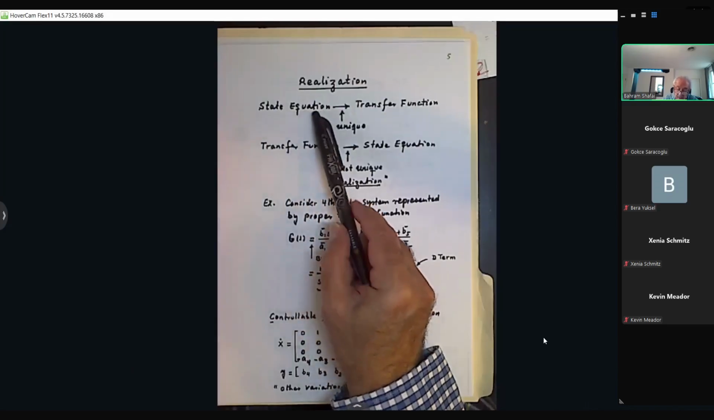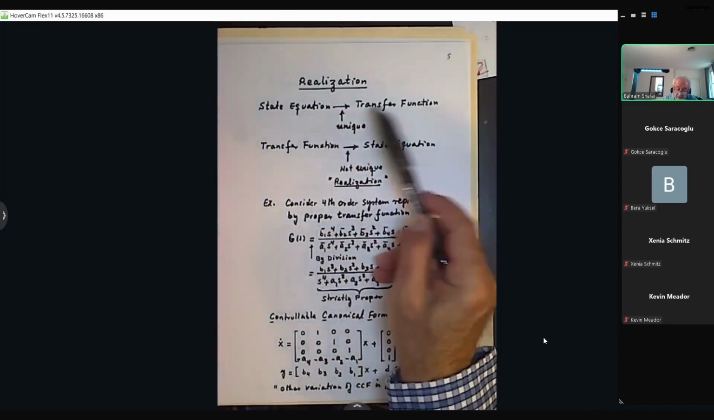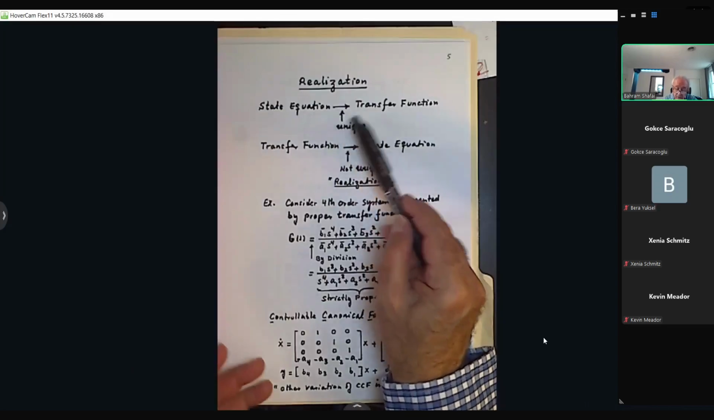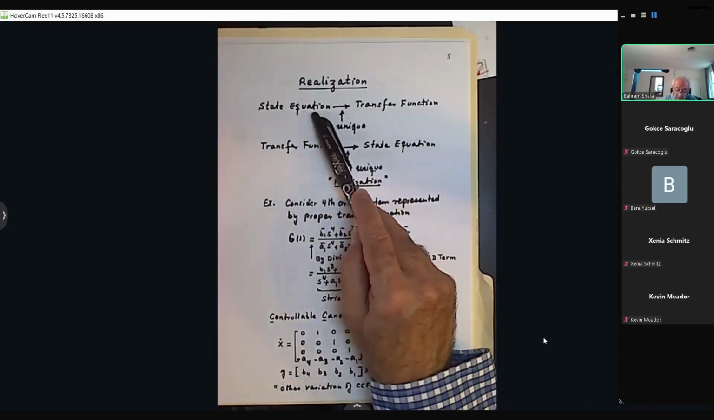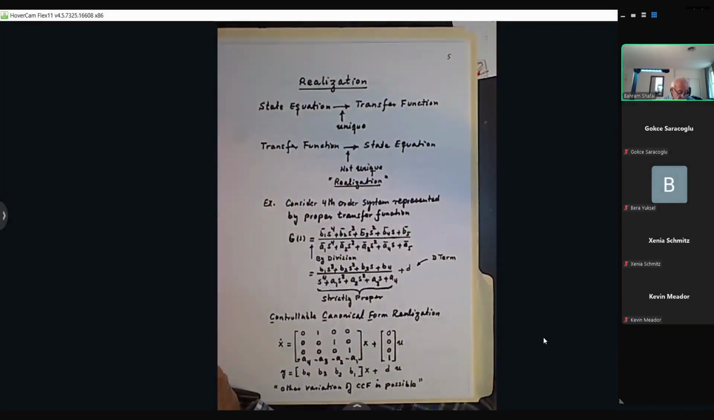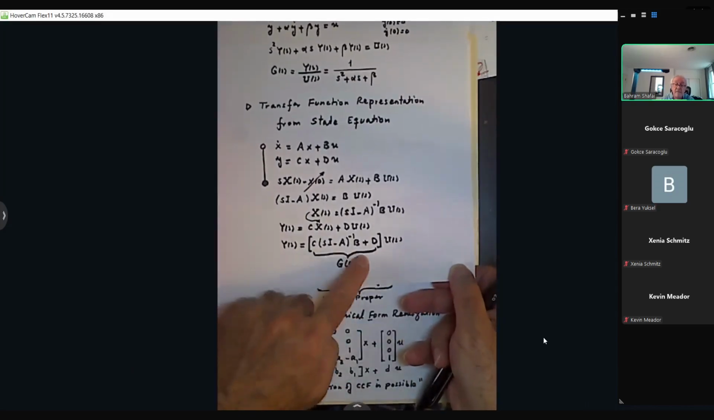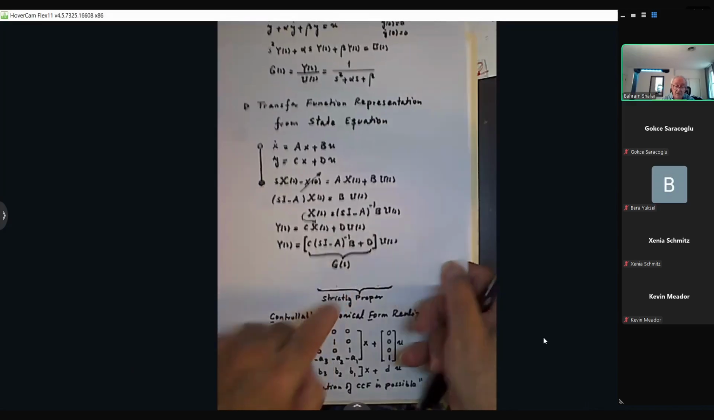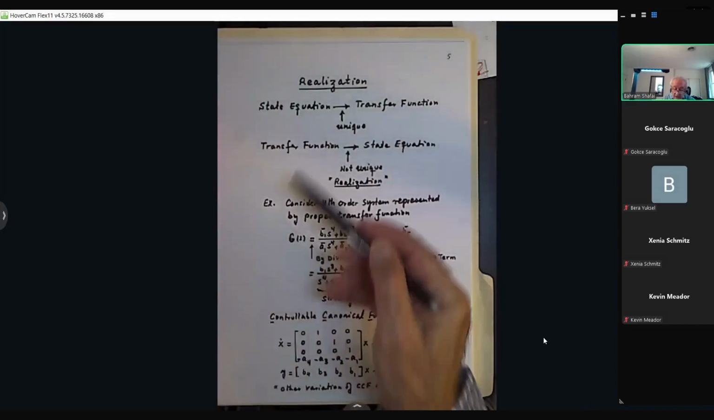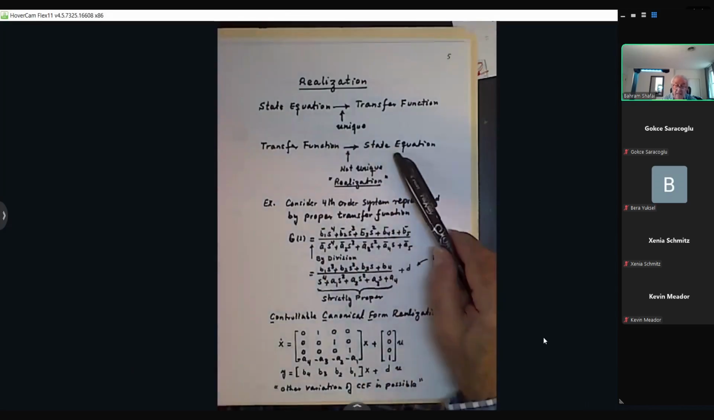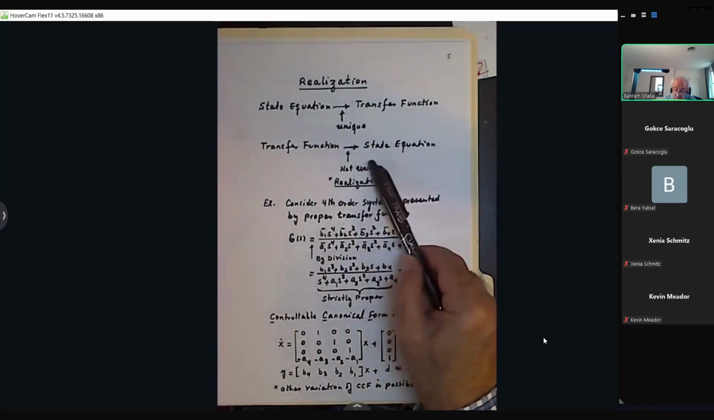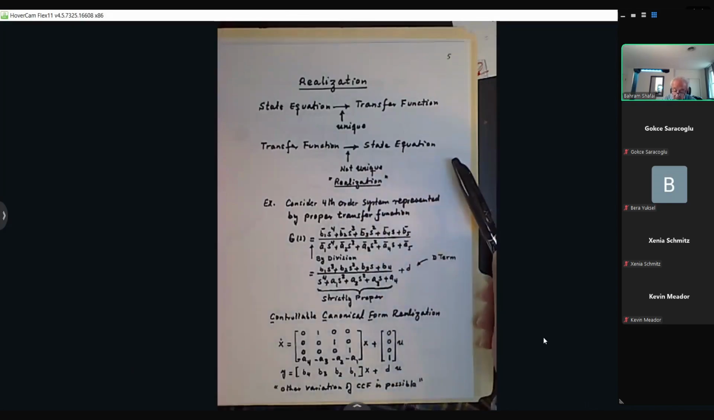a state equation, you can find the transfer function, and this process is called unique process, because once you have the state equation, the formula that I just showed you defines exactly ABC, based on ABCD, you can find one transfer function. However, if you have a transfer function and you want to write the state equation, this process is not unique, and it's called realization. There are many different ways that you can find state space realization from a transfer function.